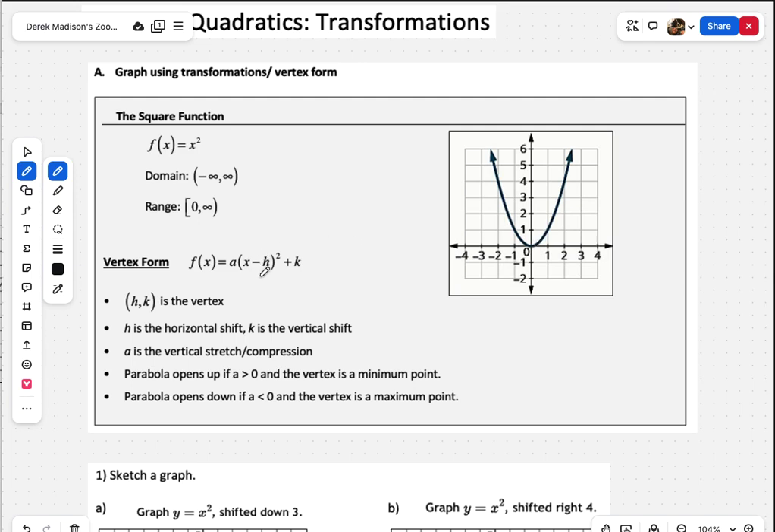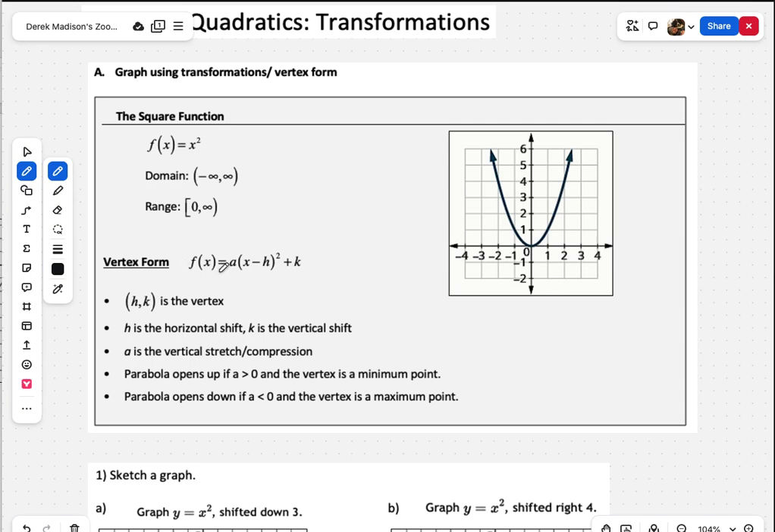It works the same way in terms of transformations, though. If this shows as a minus, that means it moved right, and if it shows as a plus, that means it moved left. The k on the outside is going to be the vertical shift, so up and down. So you can see that if we take this point and move it left 3 and up 2, those are the same shifts that we're now calling the vertex for this particular function.